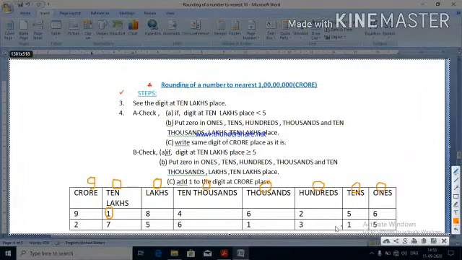But in the other case, the digit at the 10 lakh place is 7, which is greater than 5, so you have to put zeros in the lakh place, in the 10,000 also 0, in 1000 also 0, in 100 also 0, tens also 0, ones also 0, but here you have to add 1, because the digit at the 10 lakh place is more than 5, so you have to write 3 here. So your answer is 3 crore.